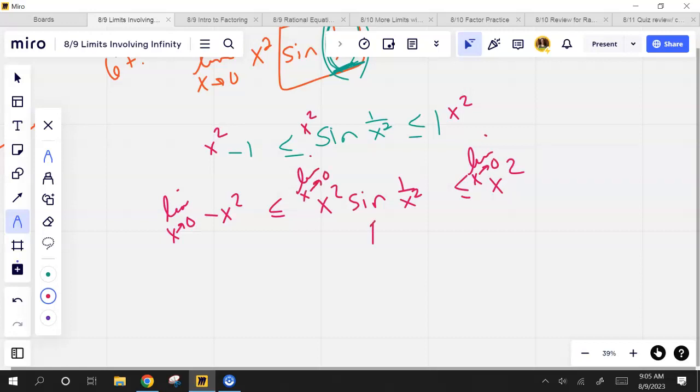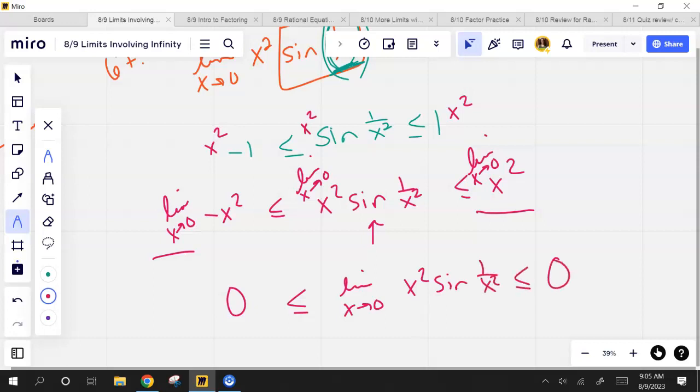Now the middle, this is what I'm looking for, right? I don't know what that is, but I do know that with these two, I could evaluate those limits. I can just do simple substitution. That's a basic polynomial function. So if I plug 0 in, I get 0. And 0. Well, if it's between 0 and 0, then it must be 0.